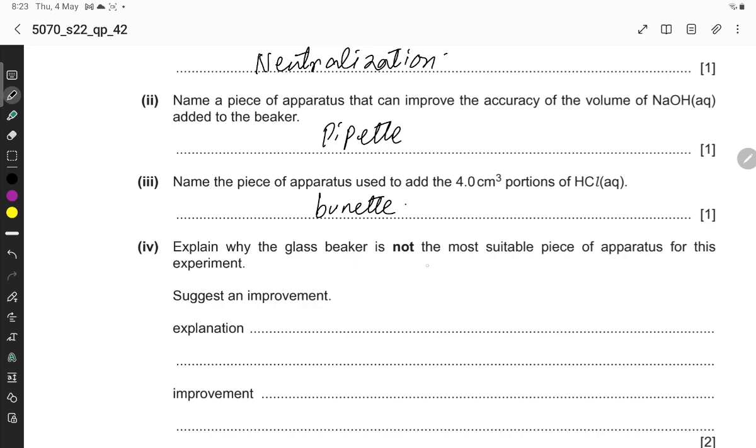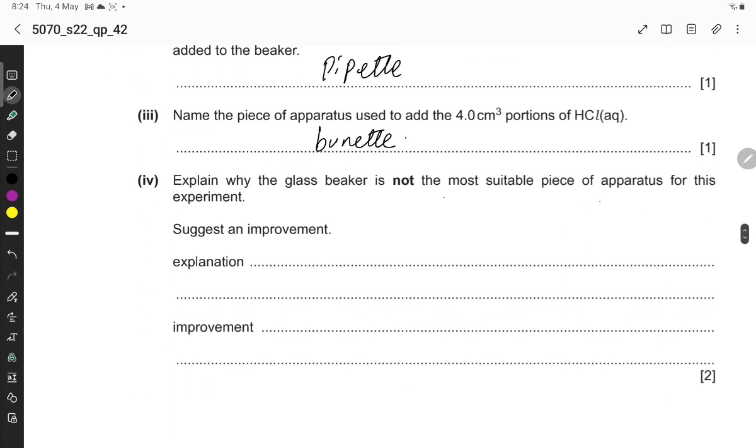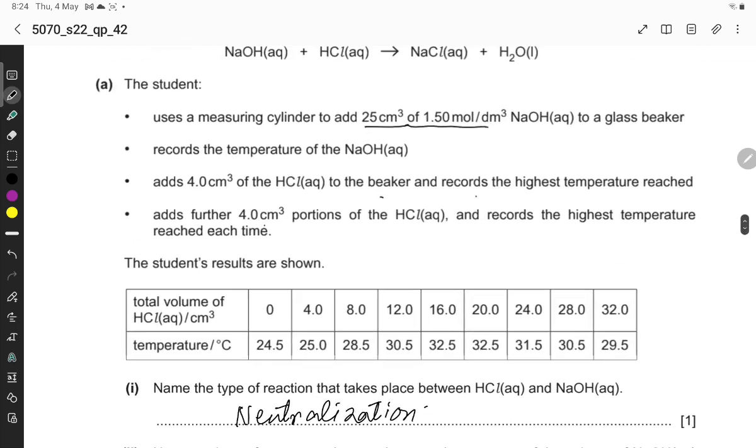Explain why the glass beaker is not the most suitable piece of apparatus for this experiment. Suggest an improvement.